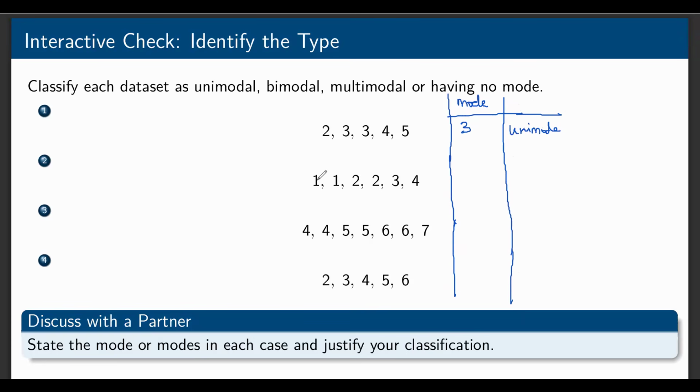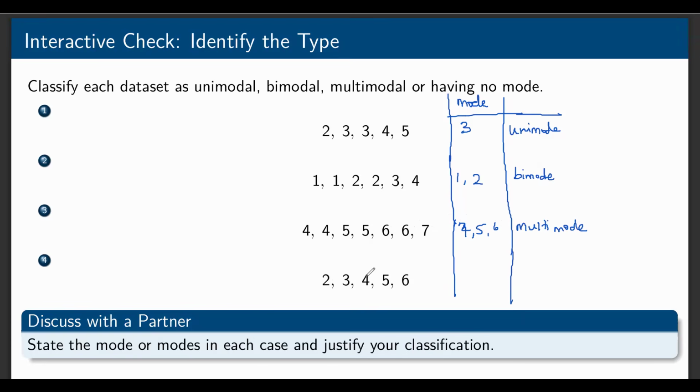Now look at this number. 1 occurs 2 times. 2 occurs 2 times also. 3 occurs once, 4 occurs once. So the modes here are 2: there's 1 and then there's 2. This is a bimodal data set. Let's look at this. We have 4, 4, 5, 5, 6, 6, and 7. So 3 numbers each occur 2 times. So all 3 of them are the mode. So we have 4, 5, and 6. So this is multimodal.